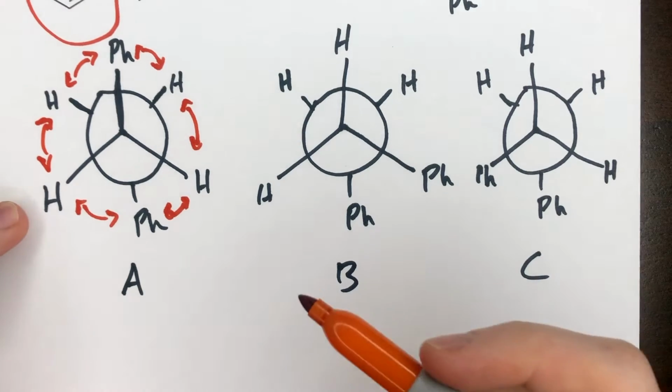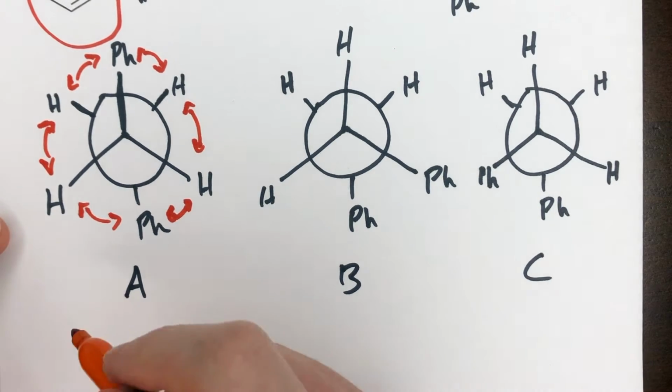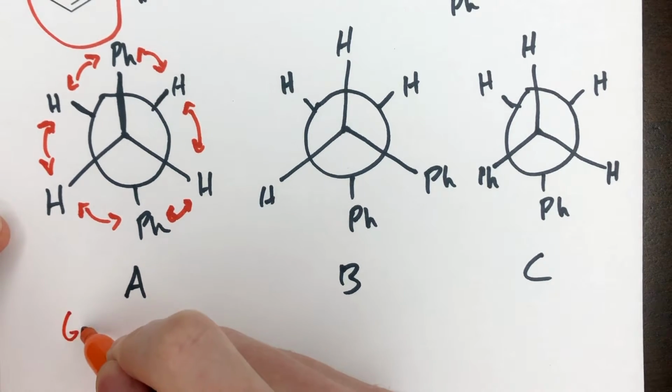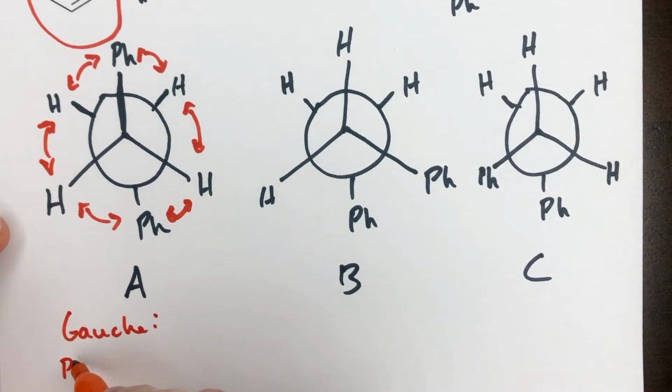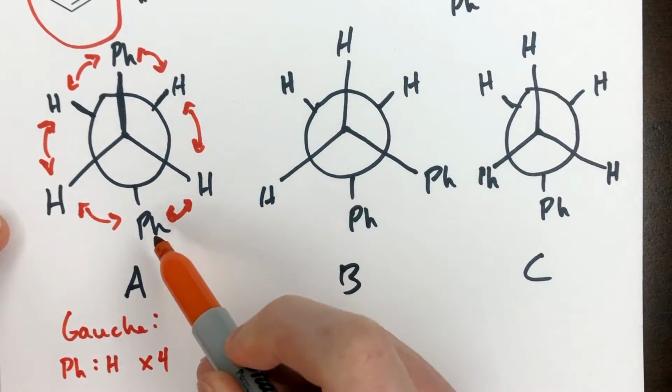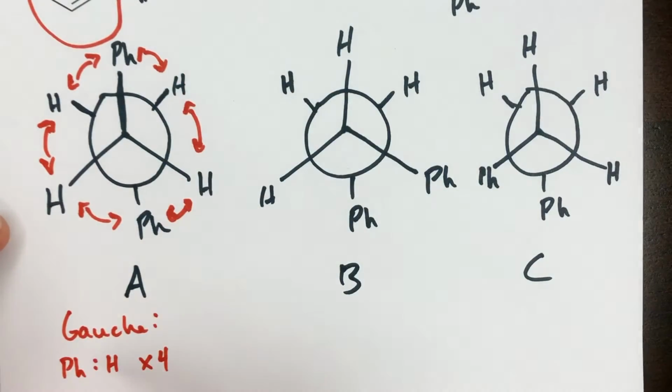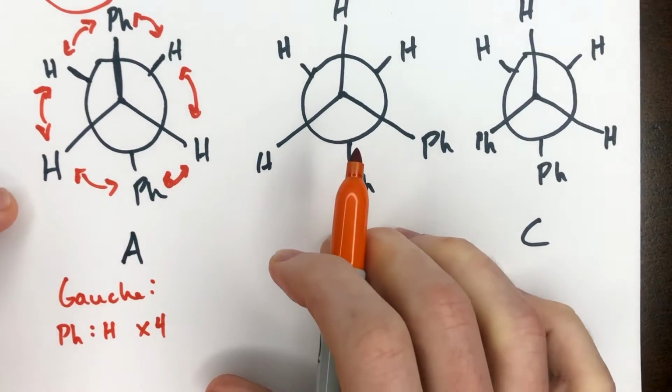These are all gauche, remember, because we're in a staggered conformation. So we have gauche interactions: phenyl-hydrogen gauche, there's 4 of them, so 1, 2, 3, 4. And then a hydrogen-hydrogen gauche, there's 2.